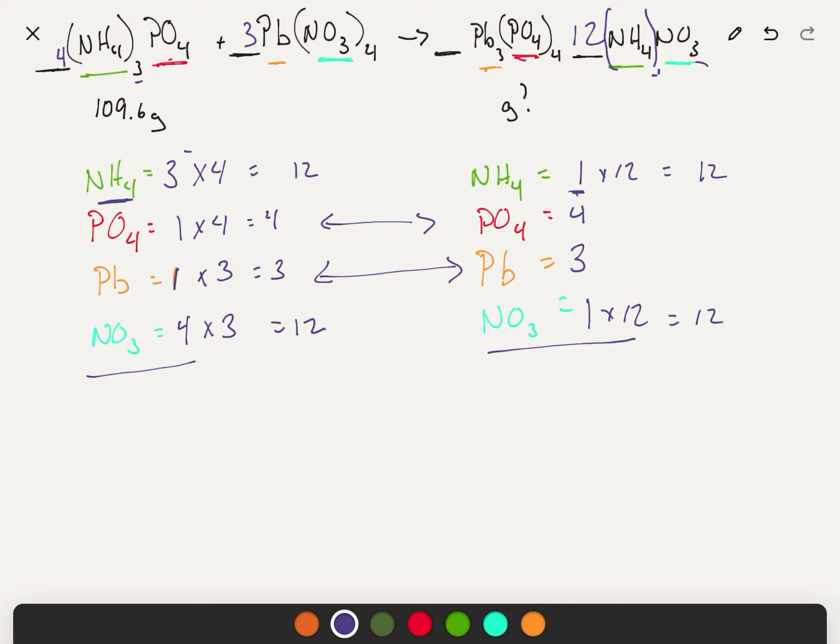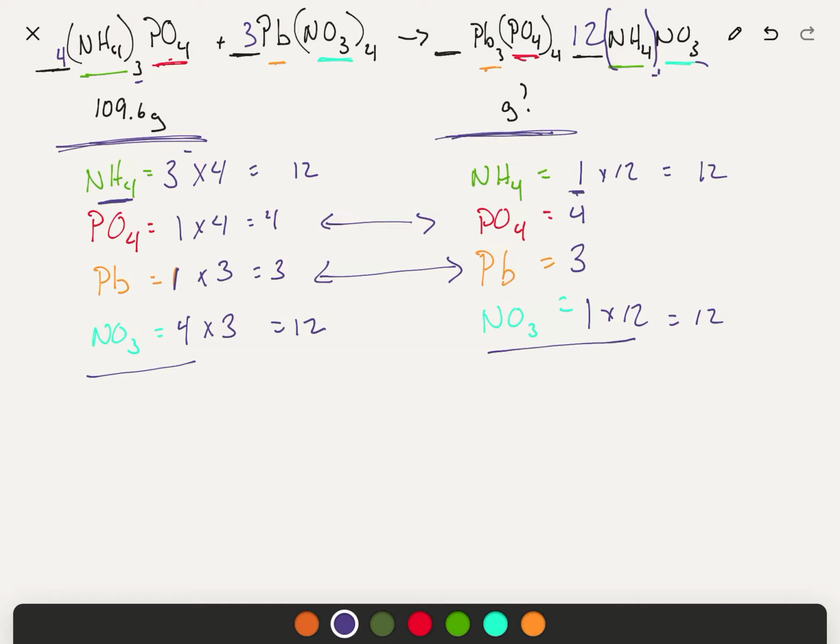So we have 4 (NH4)3PO4 in a ratio to 1 Pb3(PO4)4, or lead phosphate, and ammonium phosphate. So the question asks, we react 109 grams of this, so that much reacts, that we know. How many grams of this are we going to end up with?